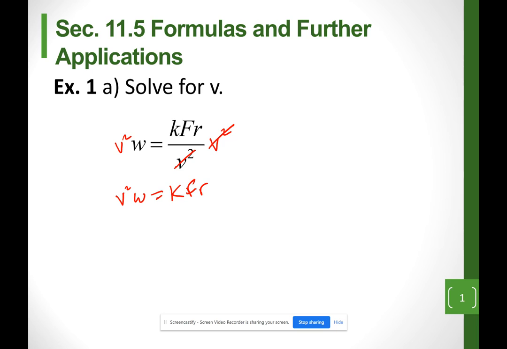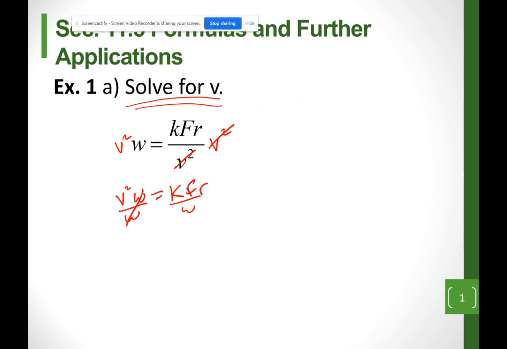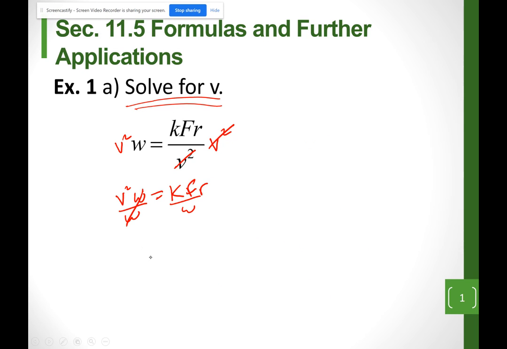All right, so now, first get rid of any signs like square roots, if you have any. Get rid of any fractions. Now let me take a look. It says solve for v. So let me get the v by itself. What I'm going to do, I'm going to divide each side by w. So I have v squared is kfr over w. To get the v by itself, let me get the square root on each side.